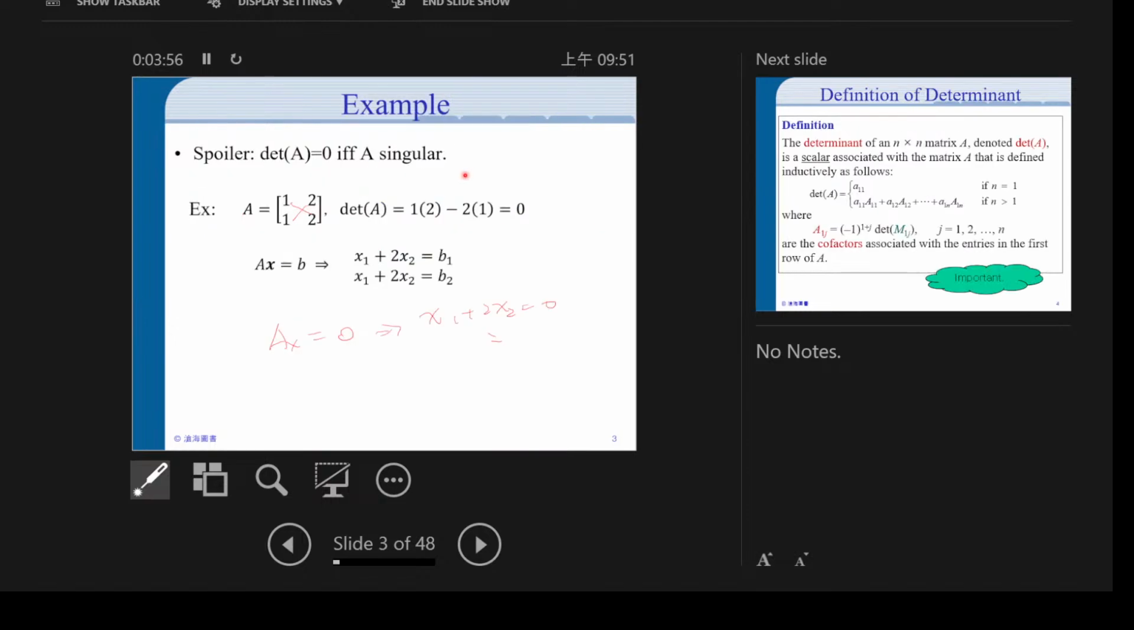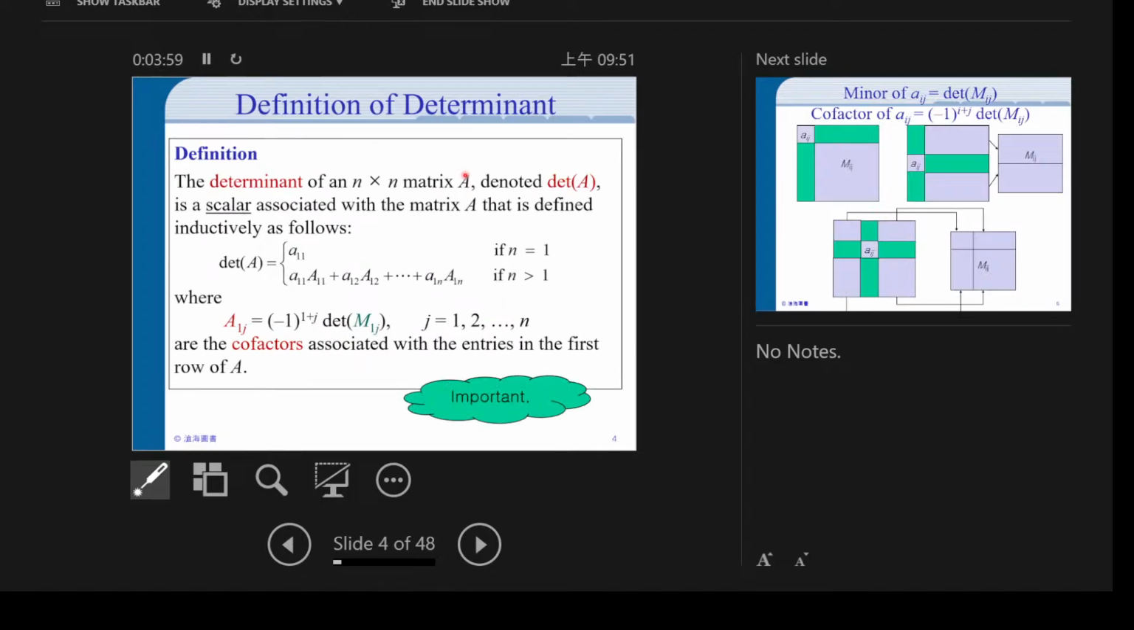Okay, and now we go to the definition of determinant. I'm not sure you learned this in high school, because from what I remember, in high school we only did determinants for 2x2 and 3x3 matrices. But anyway, here is the definition of determinant for a general square matrix, an n by n matrix. This is quite a long definition. We have a recursive definition here.